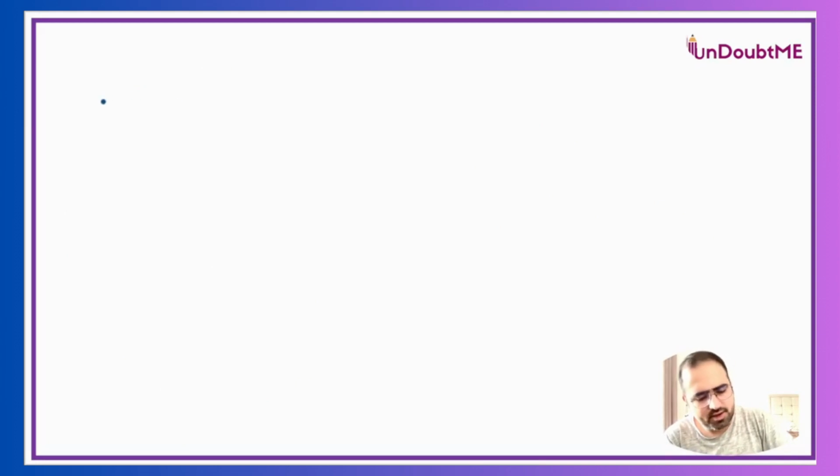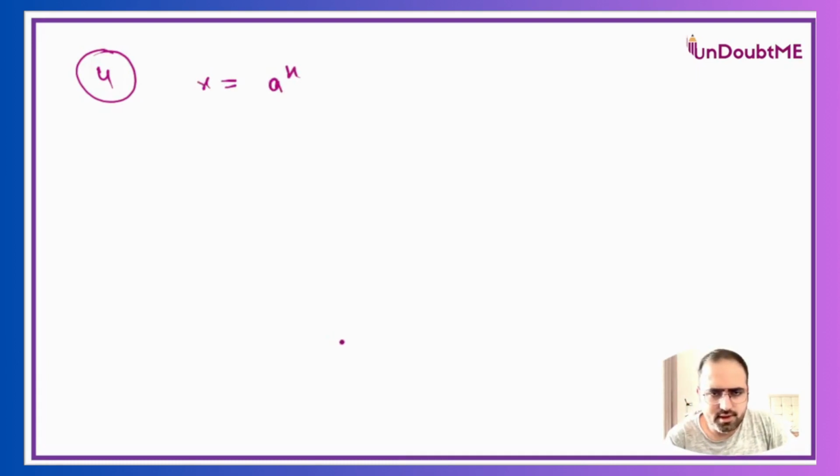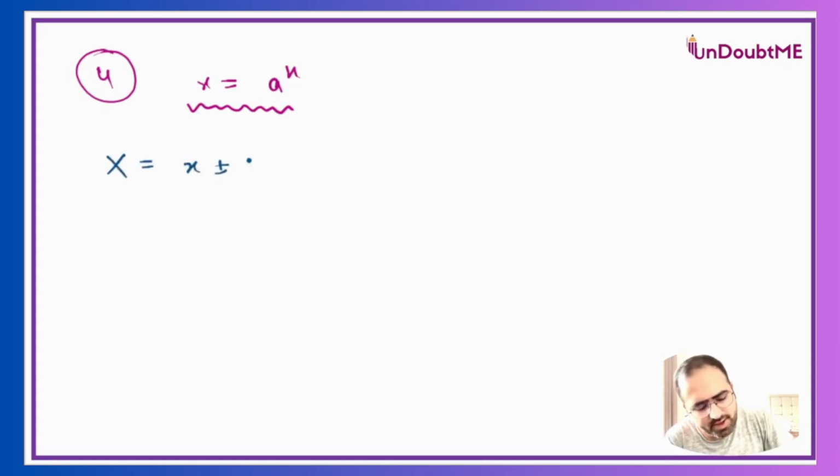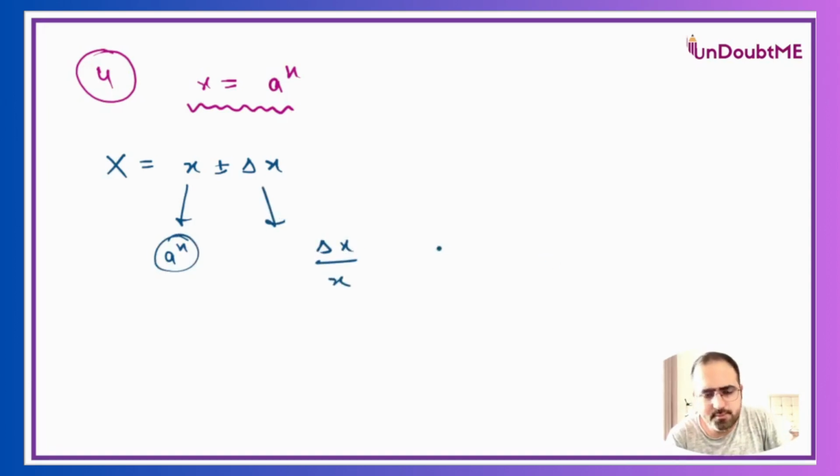Now next, if I have any quantity of the type x is equal to a to the power n, meaning a quantity in which there is a power, how are you going to deal with that? At least now you know that x will be written as x plus minus delta x. This x value will be straight away a to the power n. But how do you calculate delta x? For that, delta x over x is equal to n delta a over a.